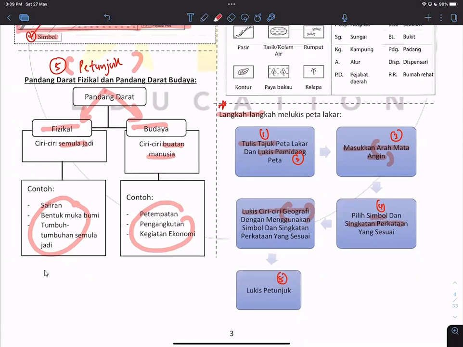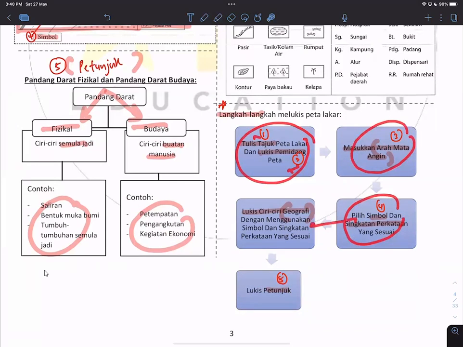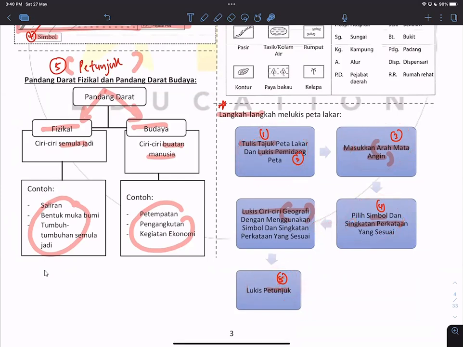So petunjuk, we have the ciri pandang darat fisikal, ciri pandang darat budaya. So total 1, 2 as a first step. Second step is the third ciri. So the fourth ciri will be the third step. So same things are here. So the fifth ciri will be the fifth step. Okay, for petunjuk. Done, part 3.